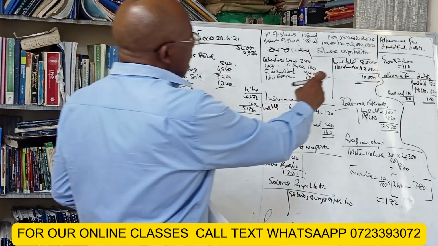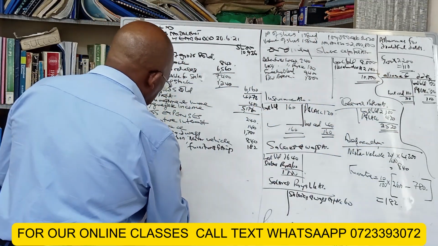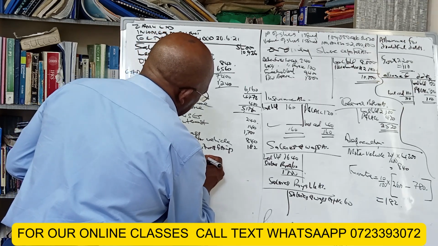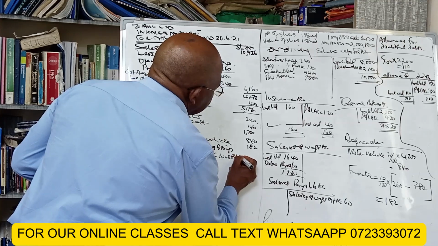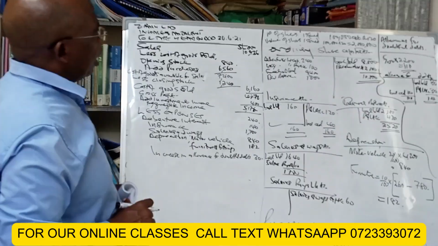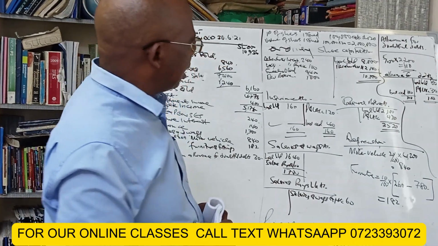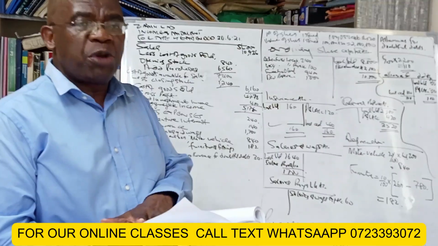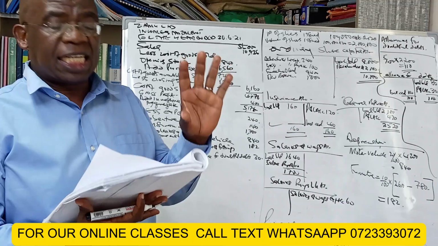Increase in allowance for doubtful debts of 30. Those are the expenses that we adjusted. Those are the ones that were requiring our adjustments. Then we go to the trial balance and check whether there are other expenses which we never adjusted.